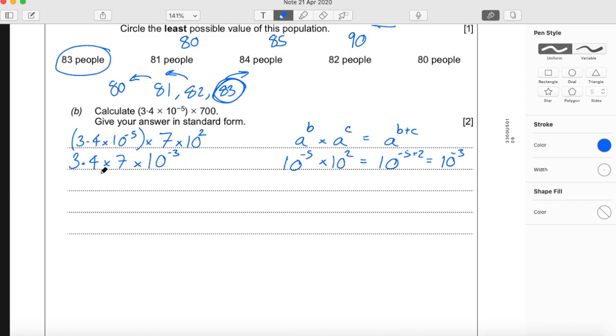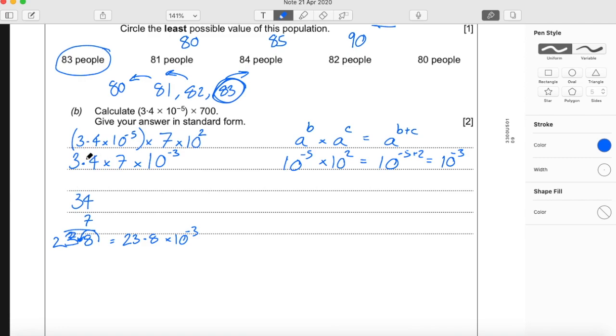I'm going to look at this part of the question now, 3.4 times 7. I'm actually going to call that 34, just to make it a little bit easier to times by, since this is a non-calculator paper. 7 times 4 is 28. 3 7s are 21, add the 2 is 23. This wasn't 34 though, this was 3.4, so we need to move the decimal place once across. So our answer is 23.8 times 10 to the minus 3.